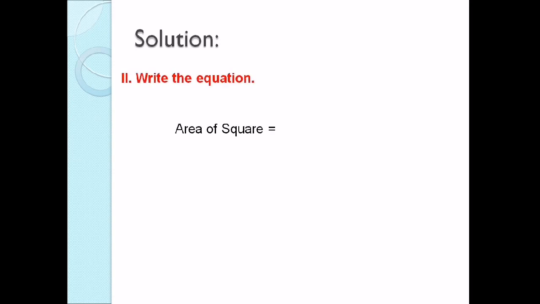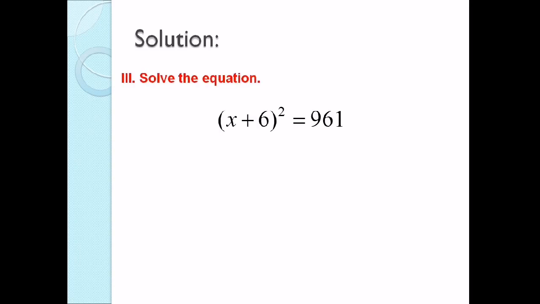Again, we need to write the equation. The area of a square is s squared. So that is 961 equals x plus 6 squared. So the area must be equal to x plus 6 squared. Okay, so let us solve the equation. Again, they are equal because x plus 6 will be the dimension of the square outside, the bigger square.